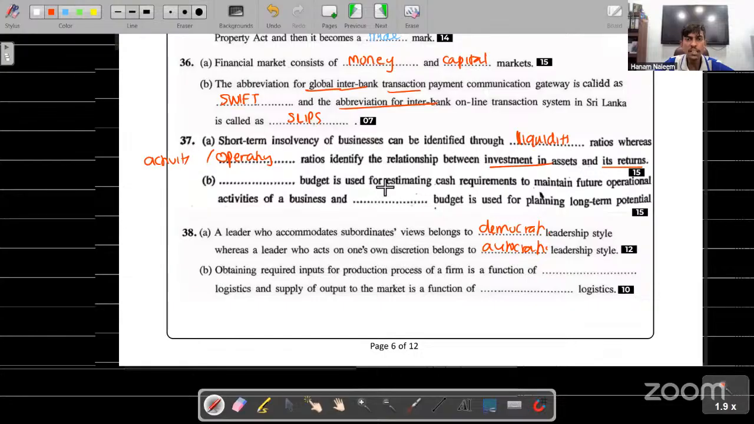Then blank budget is used for estimating cash requirements. Cash requirement means it is cash budget. And blank budget is used for planning the long-term potential, so that is capital budget. In capital budget we think how much money we need in the long run to invest. So cash budget and capital budget.